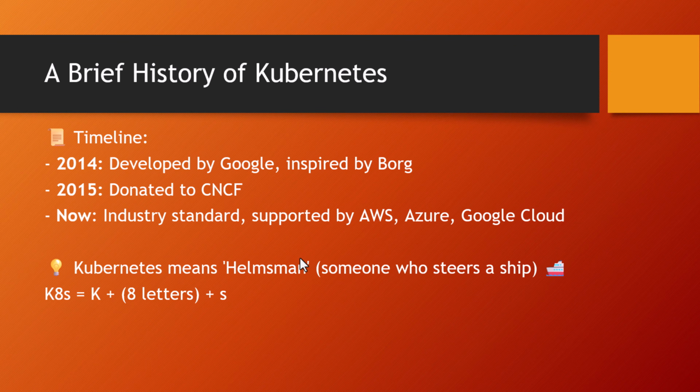How did Kubernetes get its name? The name Kubernetes comes from a Greek word meaning helmsman or a pilot, basically someone who steers a ship, and that's exactly what Kubernetes does. It steers and manages your containers. If you ever wondered why Kubernetes is also called K8s, it's just a short form where 8 represents the 8 letters between K and S.